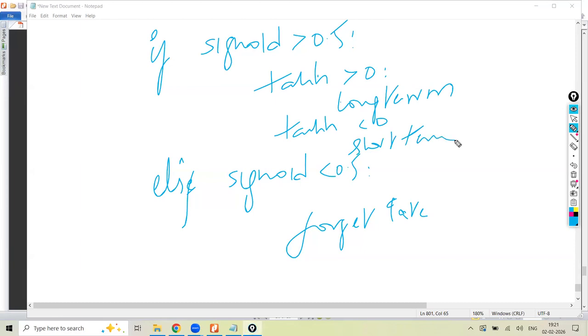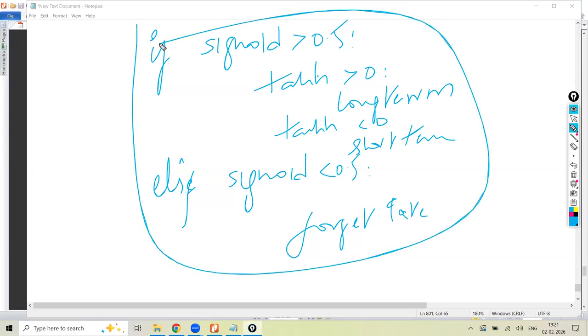Simple way. Example purpose, guys. Don't write like this. This is not the back end code. Example only, purely for your understanding, I have written. Please don't write like this and don't explain like this. For your understanding, I'm saying.